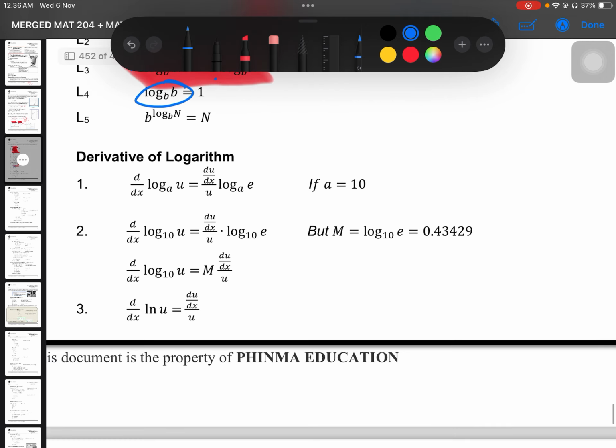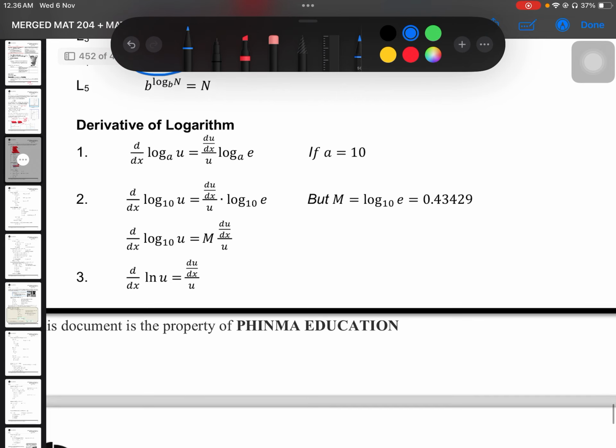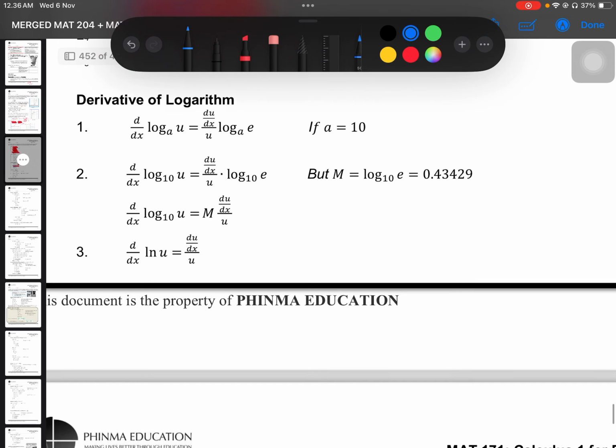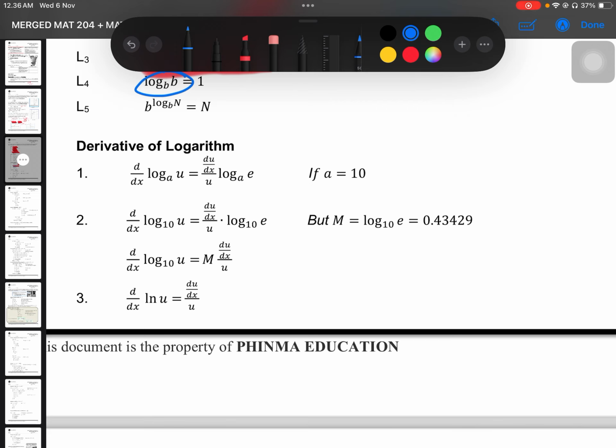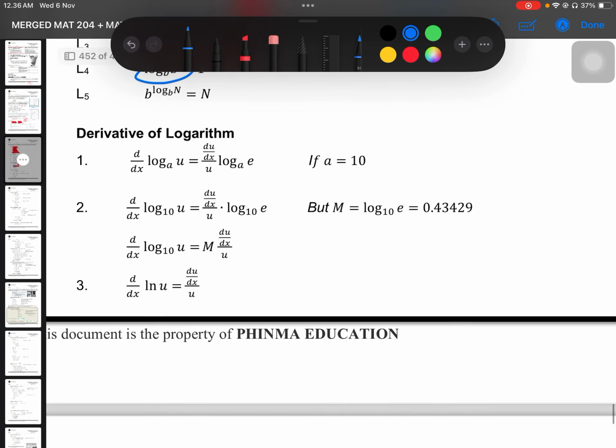Okay? So, now, what about the derivative? Okay, so ito, another na naman nakakabisaduhin. But don't worry, medyo madali naman din siya. So, derivative of logarithm. So, derivative of logarithm ng u with to the base a is equal to, you get the derivative ng u with respect to x, and then you divide it by u. Then, multiply by logarithm ng e to the base a.